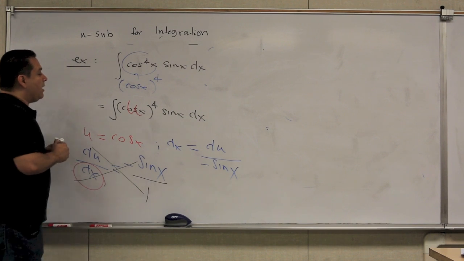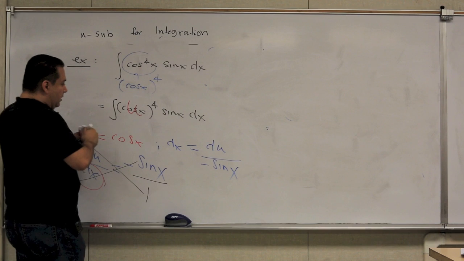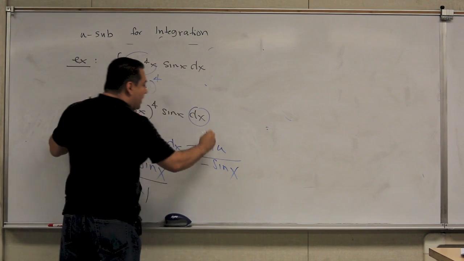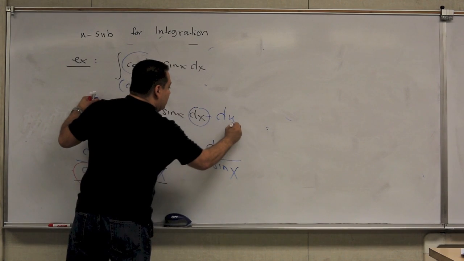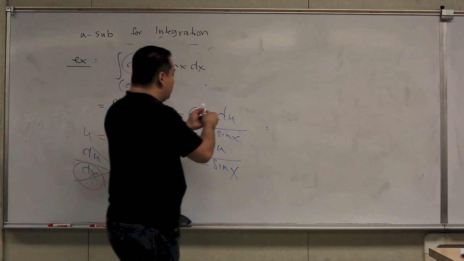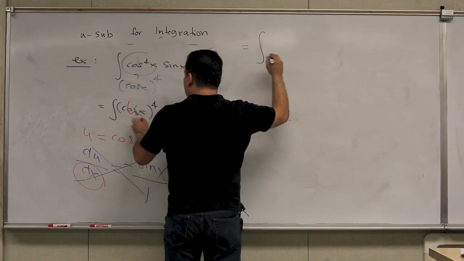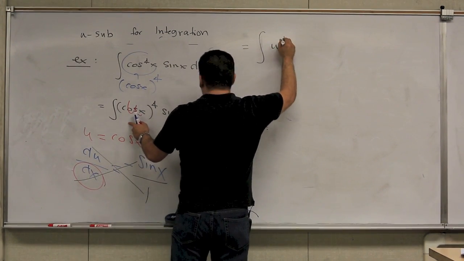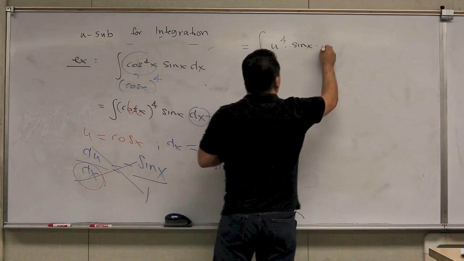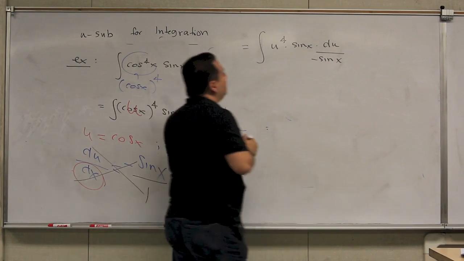So now, what do you guys notice? I just replaced my dx. You see this dx right here? I replaced that dx with du over minus sine x. Now, what do I have all together? I got u to the 4th power times sine x times du over minus sine x.